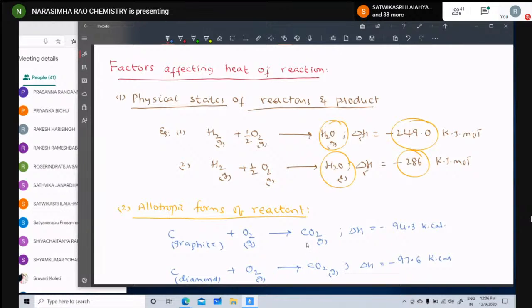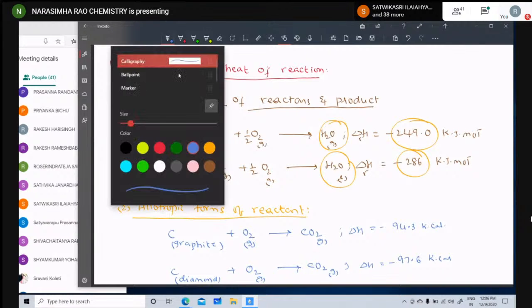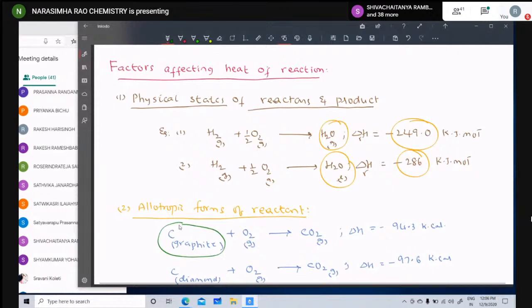So what did you observe, children? Here, what did you observe? I observed that as the allotropic form changes, its enthalpy of reaction also changes. So allotropic forms can affect the enthalpy of reaction. Children, it's clear? Yes, sir. Right. Next, I am going to another effect, that is temperature.